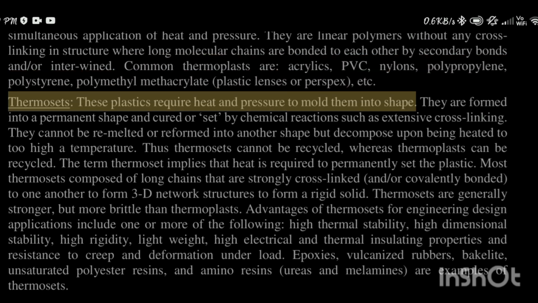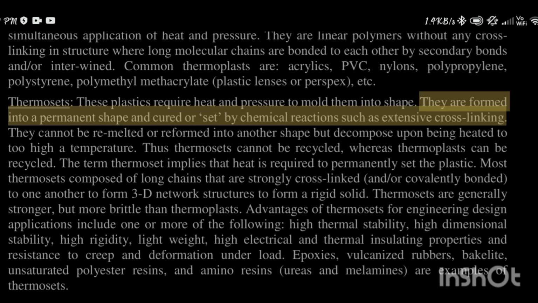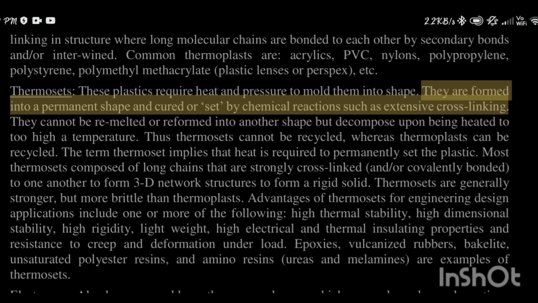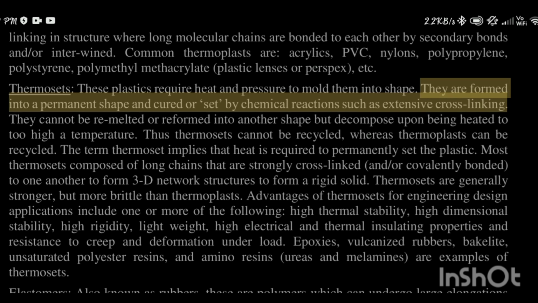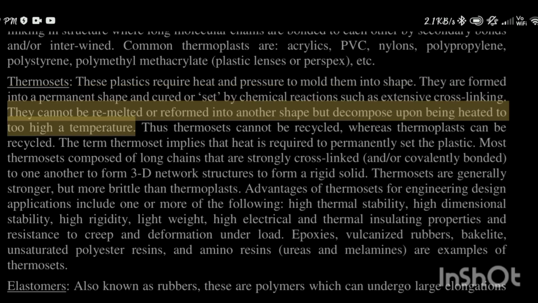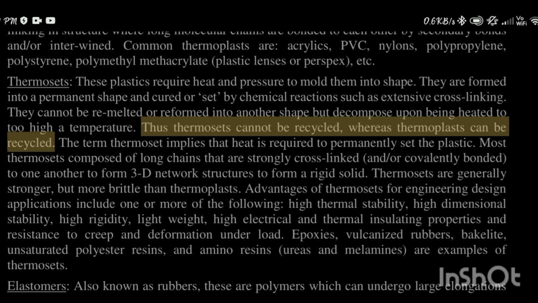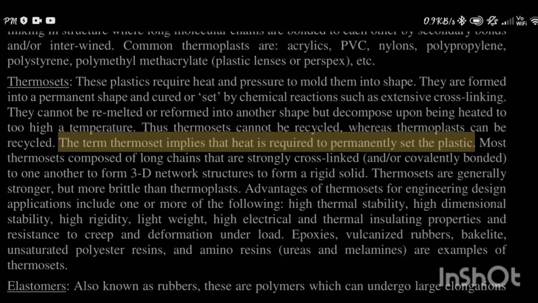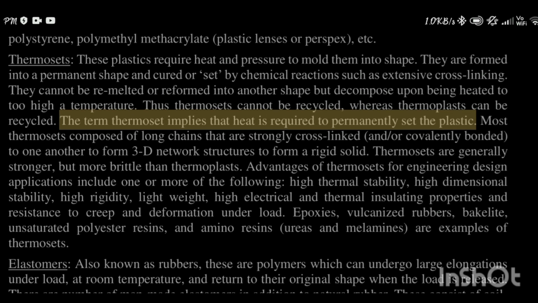Thermosets. These plastics require heat and pressure to mold them into shape. They are formed into a permanent shape and cured or set by chemical reactions such as extensive cross-linking. They cannot be remelted or reformed into another shape but decompose upon being heated to too high a temperature. Thus thermosets cannot be recycled, whereas thermoplasts can be recycled. The term thermoset implies that heat is required to permanently set the plastic.